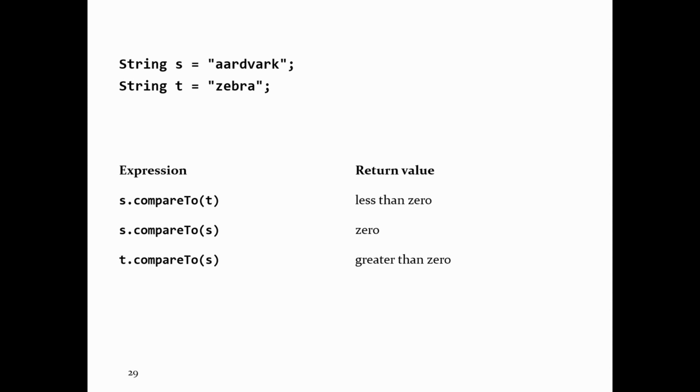So for strings, what happens in compareTo is the two strings get compared character by character. If they're all the same and they have the same length, you get back 0. If it finds two characters that are different, then it returns the difference between those two characters.